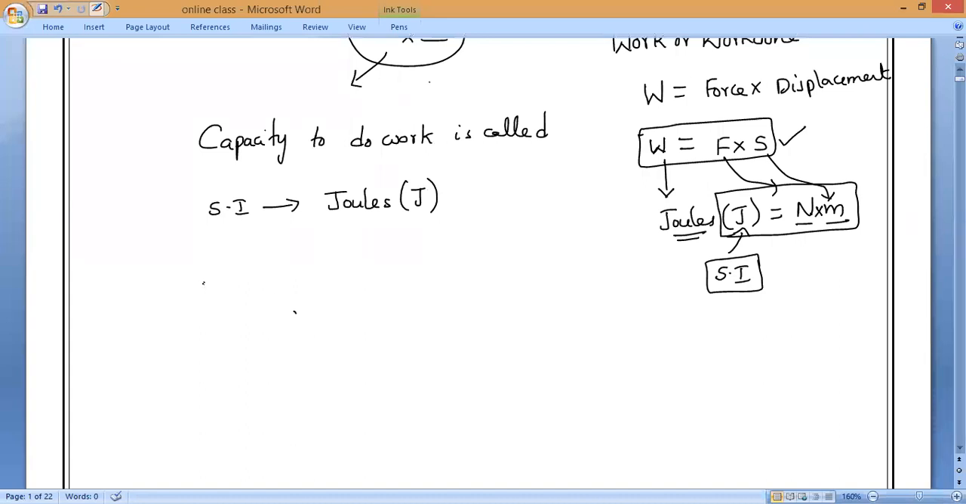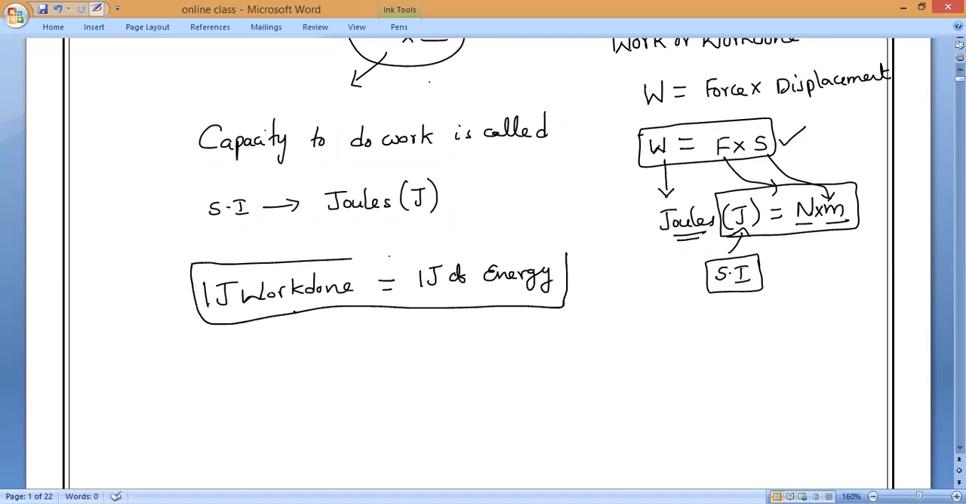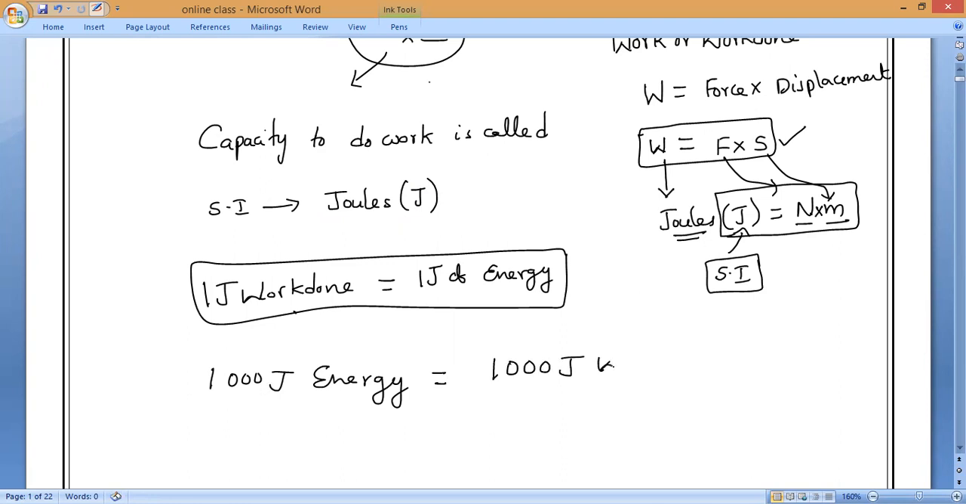So if I say I have done 1 joule of work done, in the sense of how much energy have I spent? 1 joule of work done is over, means my body is possessing how much amount of energy? 1 joule of energy. Do you understand, all of you? So always remember the conclusion from yesterday's class. The energy possessed by a body is equal to the amount of work done. Is it right or wrong? If my body possesses 1,000 joules of energy, how much amount of work done can I do? I can do 1,000 joules of work done.